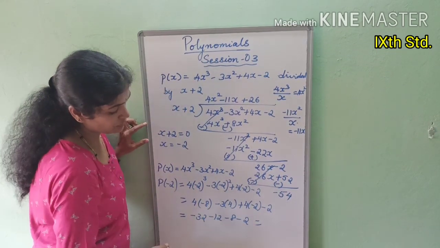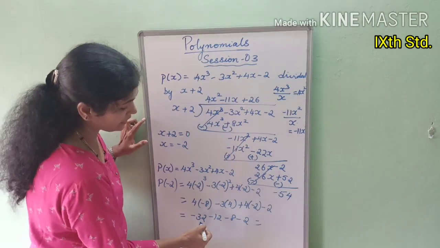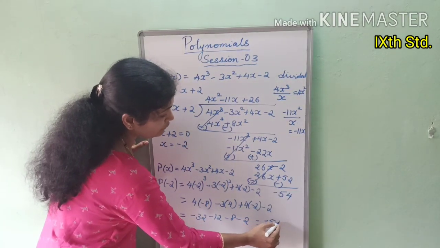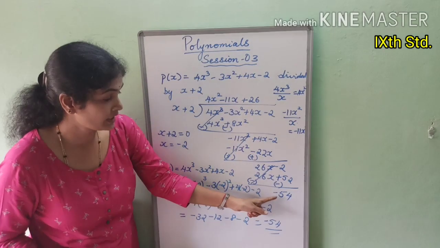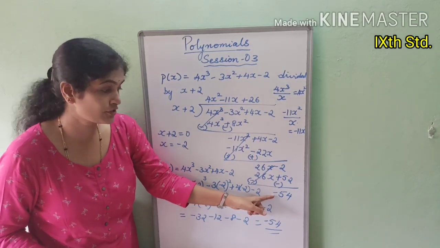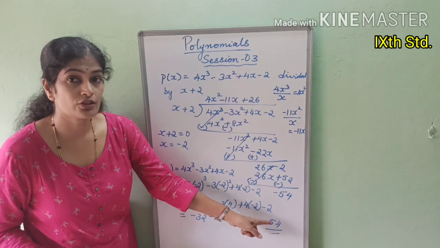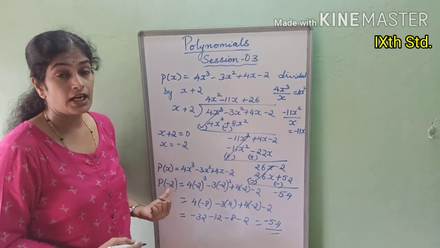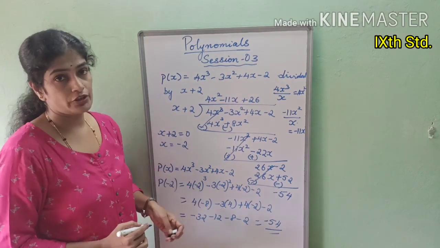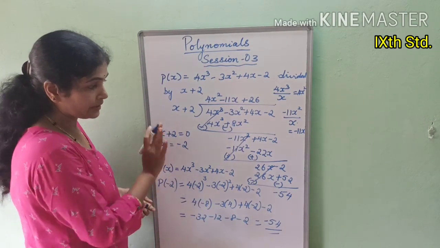Correct? Now this is minus 32, minus 12, minus 8, minus 2. How much is it coming to be? If you look at it, it is minus 54. Just see, here the remainder is also minus 54. When you are finding the value of x at minus 2, then also you are getting minus 54. Keep this in mind.